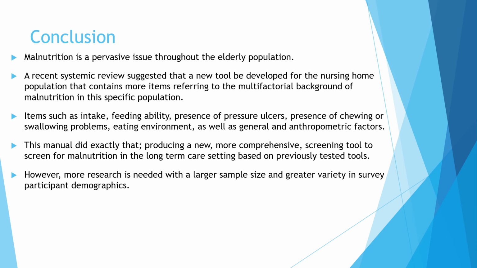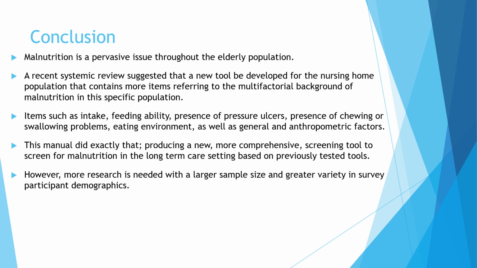In conclusion, malnutrition is a pervasive issue throughout the elderly population. A recent systemic review suggested that a new tool be developed for the nursing homes population that contains more items referring to the multifactorial background of malnutrition in this specific population. Items such as intake, feeding ability, presence of pressure ulcers, presence of chewing or swallowing problems, eating environment, as well as general anthropometric factors were included. And this manual did exactly that, producing a more comprehensive screening tool to screen for malnutrition in the long-term care setting based on previously tested tools. However, more research is needed with a larger sample size and a greater variety in participant demographics.